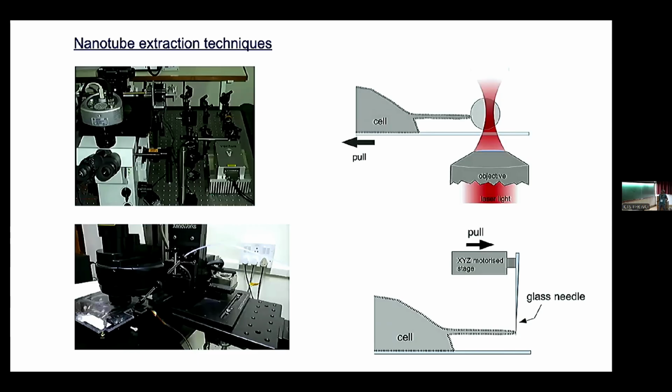This can be done in very different ways. Here I have shown the use of optical tweezers. You can also do this with a glass microneedle. Here is a motorized stage and a fine glass needle, and you can stick the tip of the needle to the membrane, pull, and extract a nanotube. Typically, these tubes have a diameter of about 100 nanometers, and the length depends on how much you pull. These different techniques are useful because here we use a confocal microscope, and the tweezer is not built on the confocal microscope. That is why we use different ways of pulling.